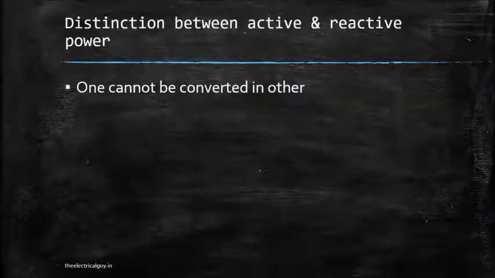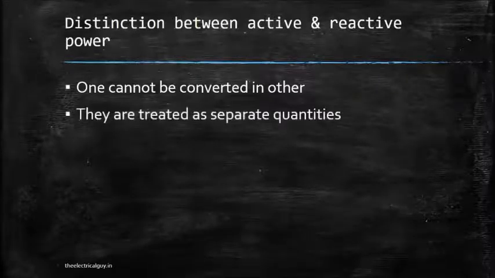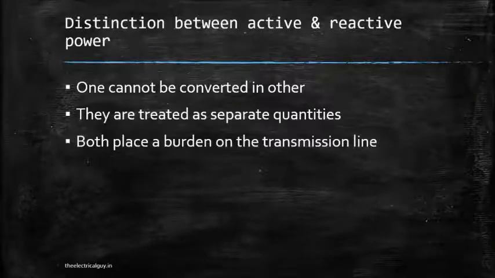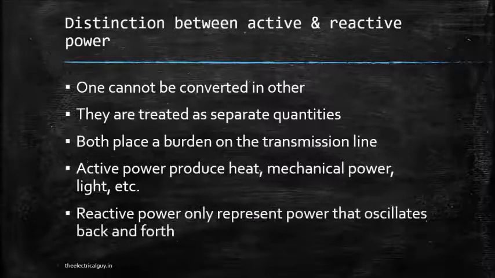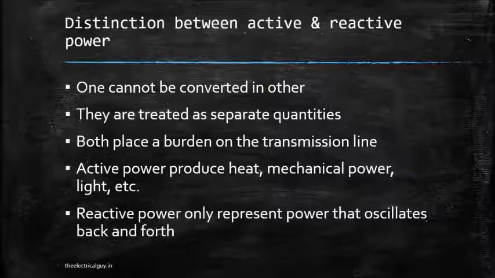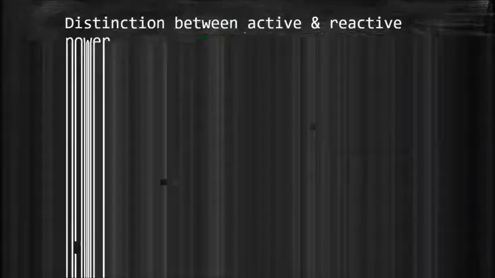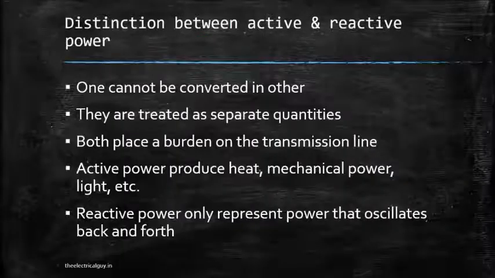Now let's see what are the similarities between active and reactive power. One cannot be converted into other. They are treated as separate quantities. Both are separate quantities, remember that. Both place a burden on the transmission line. Whether it is active power or reactive power, it is going to be considered as a burden on the transmission line. Active power produces heat, mechanical power, light, etc. Reactive power only represents power that oscillates back and forth and which is not used in the power system for any kind of useful work.